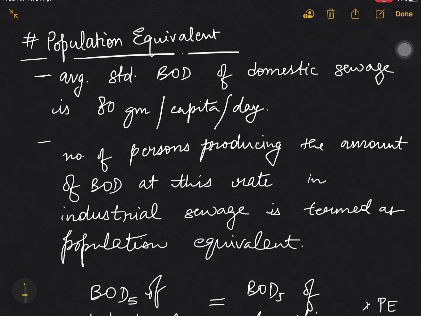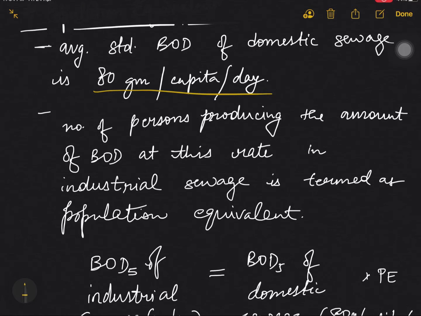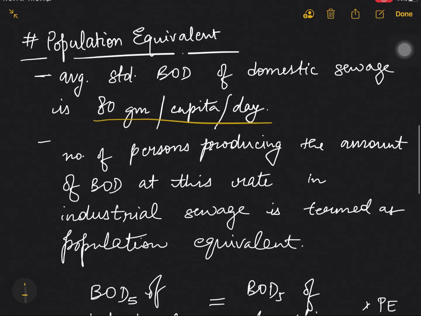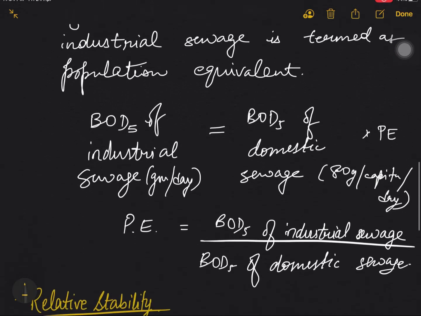On average, we know that the standard BOD of domestic sewage is around 80 grams per capita per day. And we have defined the population equivalent as the number of persons producing the amount of BOD at this rate in an industrial sewage. This is termed as population equivalent.